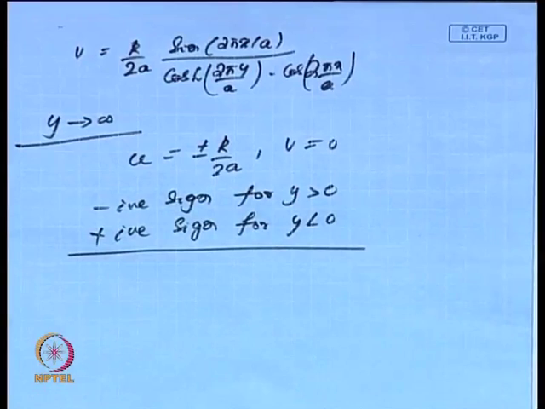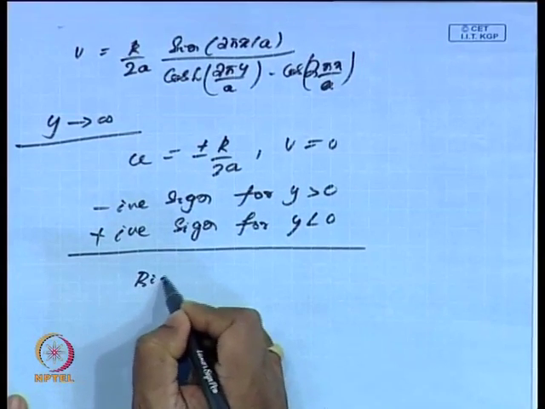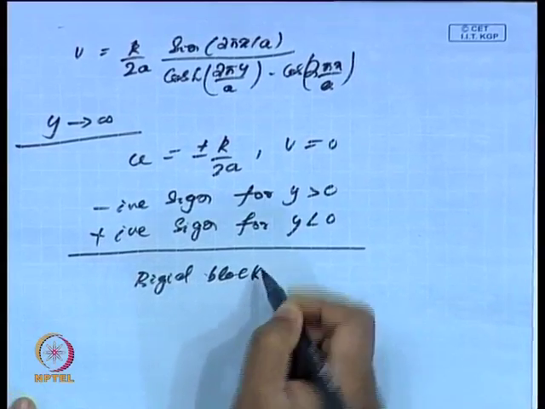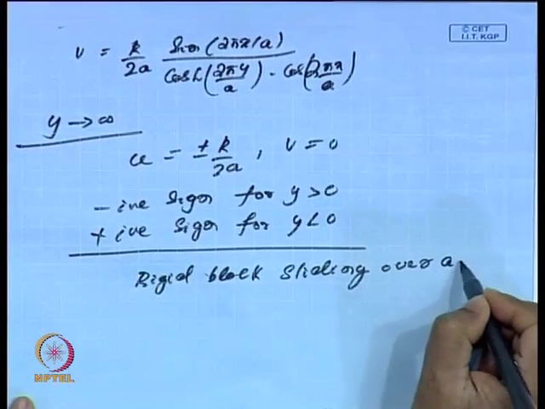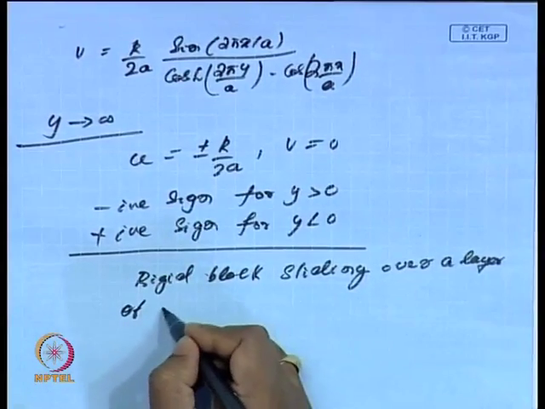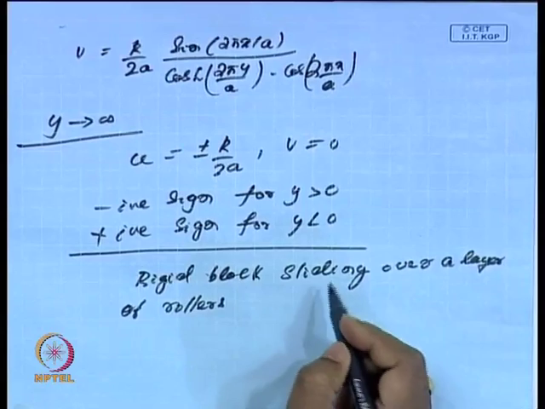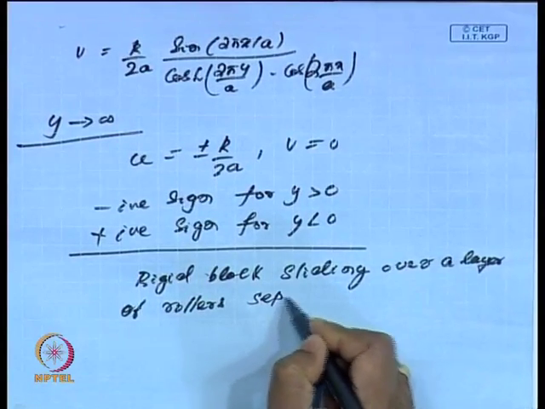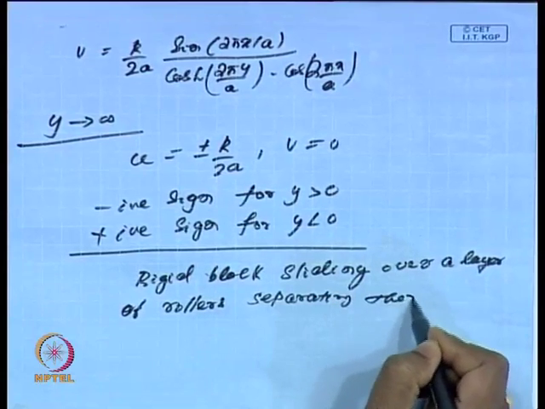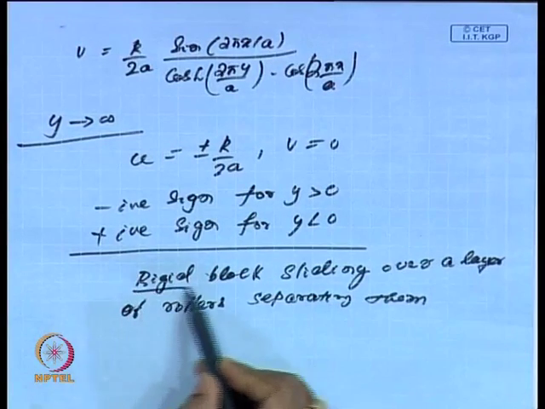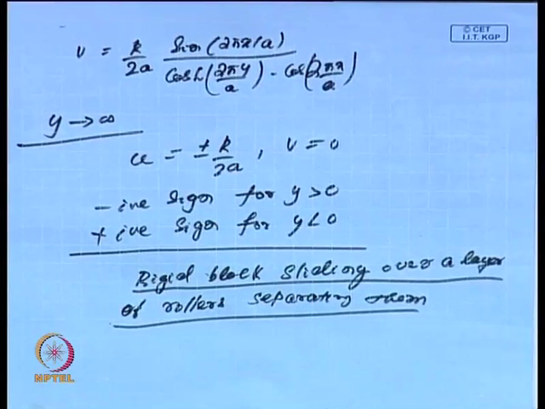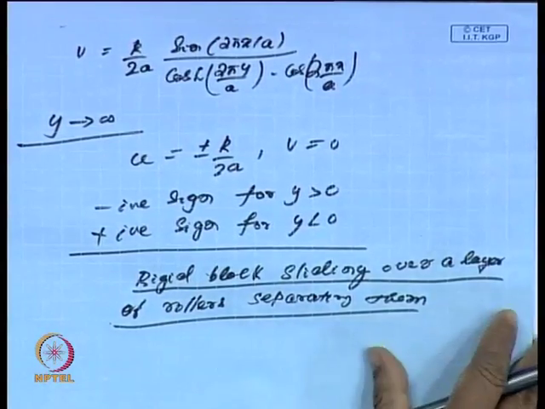So what physically it will represent is that the motion is like a rigid block sliding over a layer of rollers, separating them. That is, the motion will look like rigid blocks sliding over a layer of rollers, separating them.